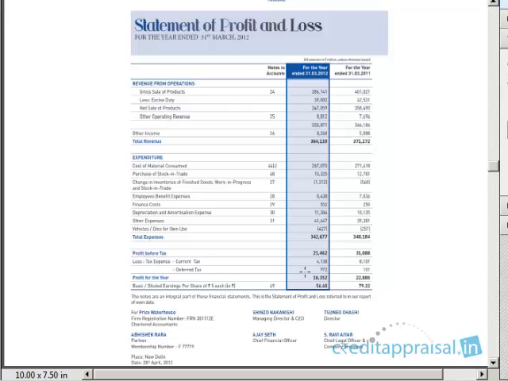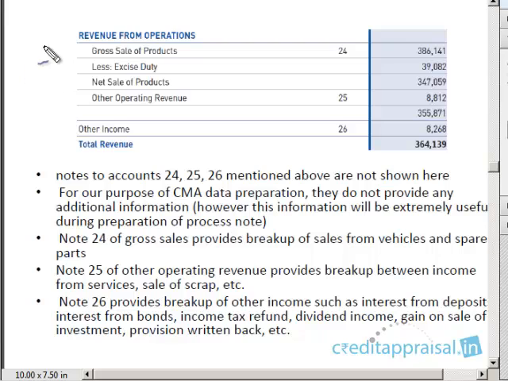The font is a bit small here, but don't worry, we are going to extract each and every relevant section and zoom in. For example, this particular revenue from operations, we are going to extract it separately and zoom in, so you're going to have a better idea. This is the extract from the revenue side.